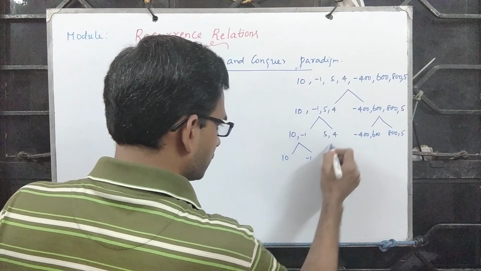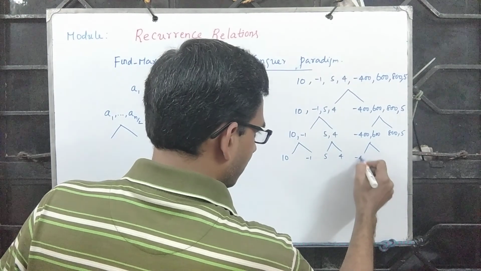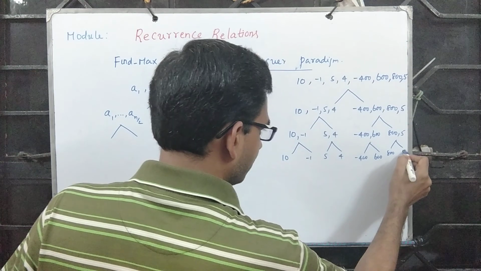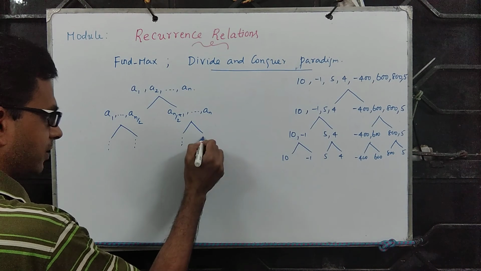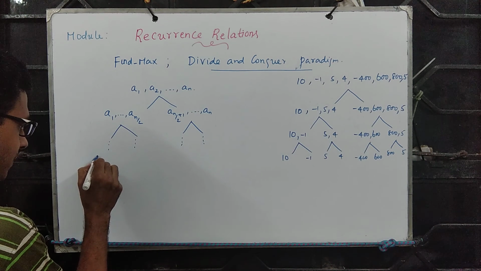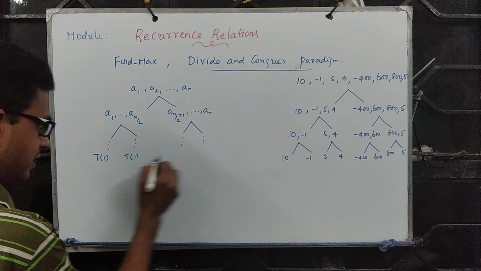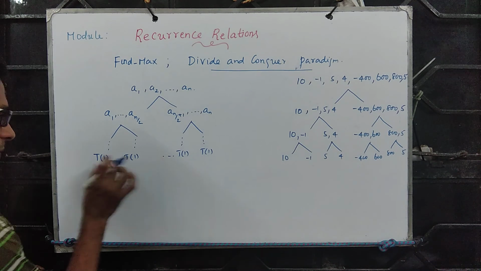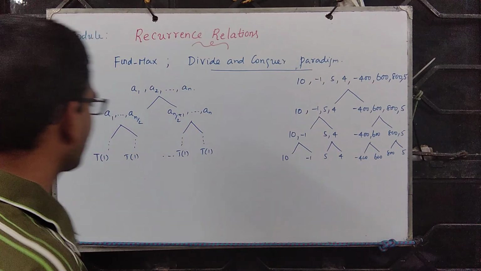So 10, minus 1, 5, 4, minus 400, 600 and 805. So we keep doing this. So when do we stop? We keep dividing them into two equal sized halves. We stop when we see T of one subproblem, which means you get to see just one element at each place. That's precisely what T of one subproblem is.